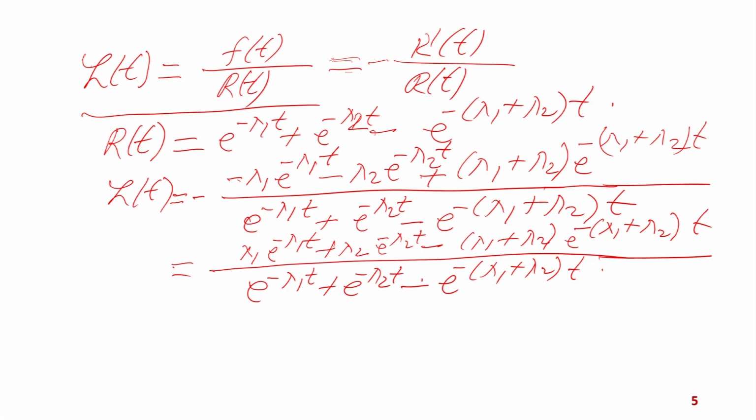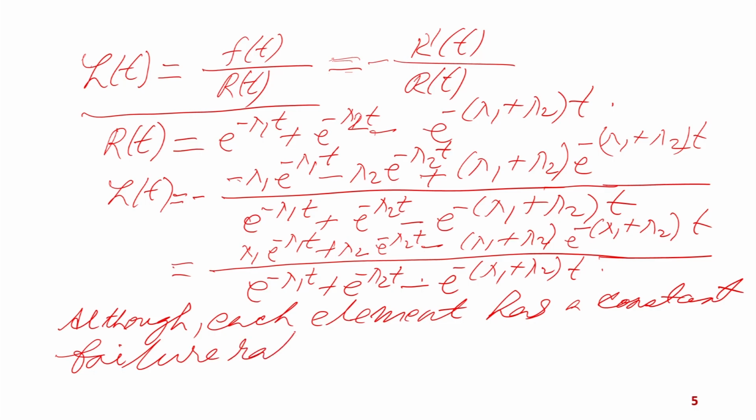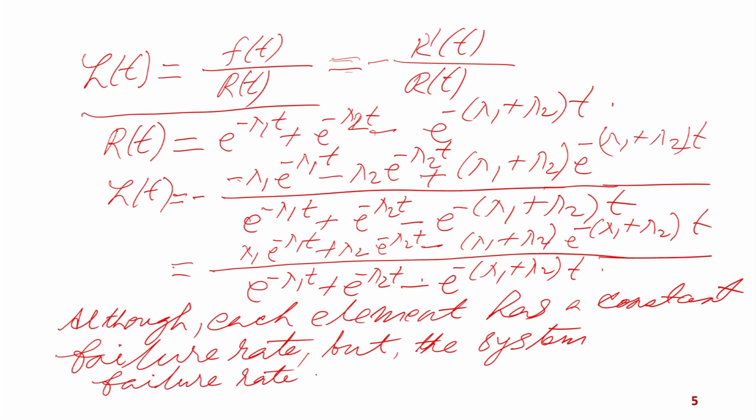Okay. So, you see here, whenever we are putting the systems in parallel, although each element has a constant failure rate, the system failure rate or hazard rate is a function of time.